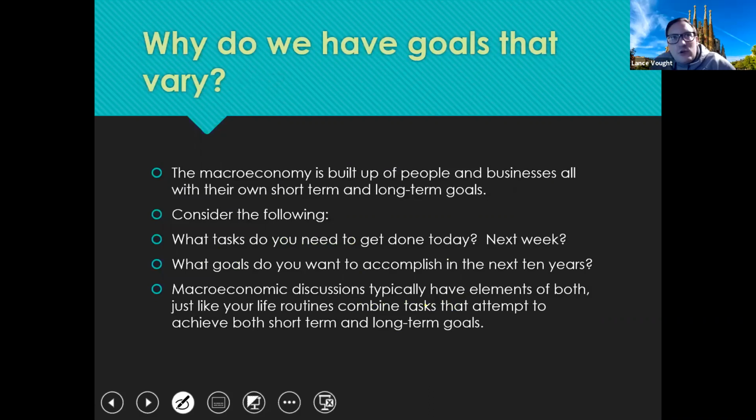So why do we have goals that vary? I think this is a good time to think about it introspectively and ask, well, why am I here right now? Why am I listening to this lecture? Why am I watching this lecture? Why am I taking this class? Why am I doing this homework assignment? Well, there's a couple of ways in which you can look at it.